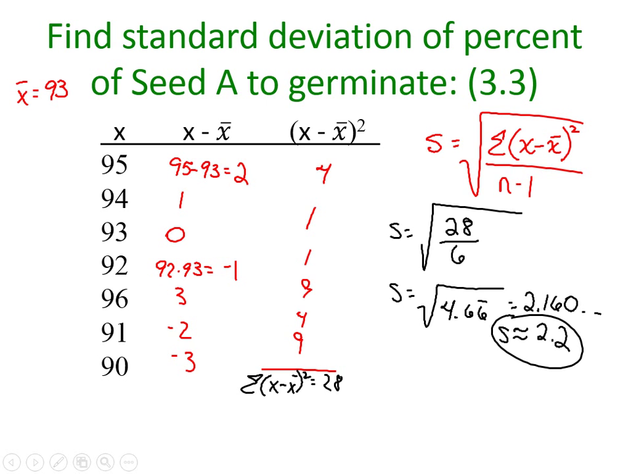So what we know about this is that for seed A, the mean amount of seeds to germinate is 93% of the seeds. And we know that it has a standard deviation of 2.2. We're going to talk more about what that standard deviation is telling us, but it has a standard deviation of 2.2.